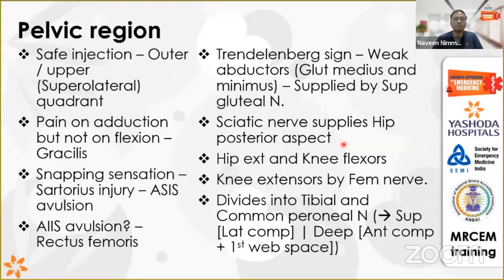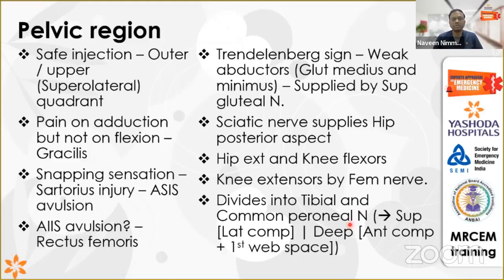And common peroneal nerve will again divide into superficial and deep branches. So the superficial branch takes care of the lateral compartment. Lateral compartment means eversion of foot is handled by the superficial peroneal nerve. Whereas the deep peroneal handles the anterior compartment. Anterior compartment is going to handle the foot elevation. So dorsiflexion of foot is handled by the deep peroneal.